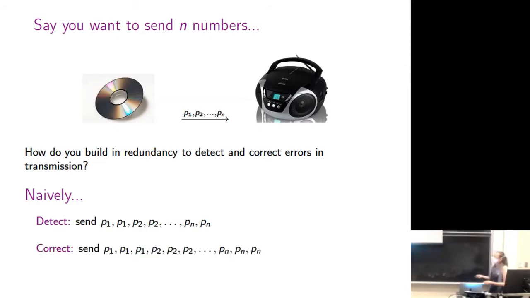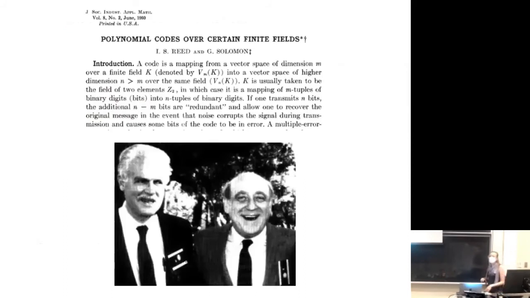So if I want to correct errors, maybe I could send each of them 3 times. And then if one of them gets messed up, I still just take whichever is most common and assume that one's correct. So both of these naive things would work, but in the first one, I'm sending twice as many numbers, and in the second one, 3 times as many numbers. I only wanted to send n numbers, and I have to send 2n or 3n. So much less good.